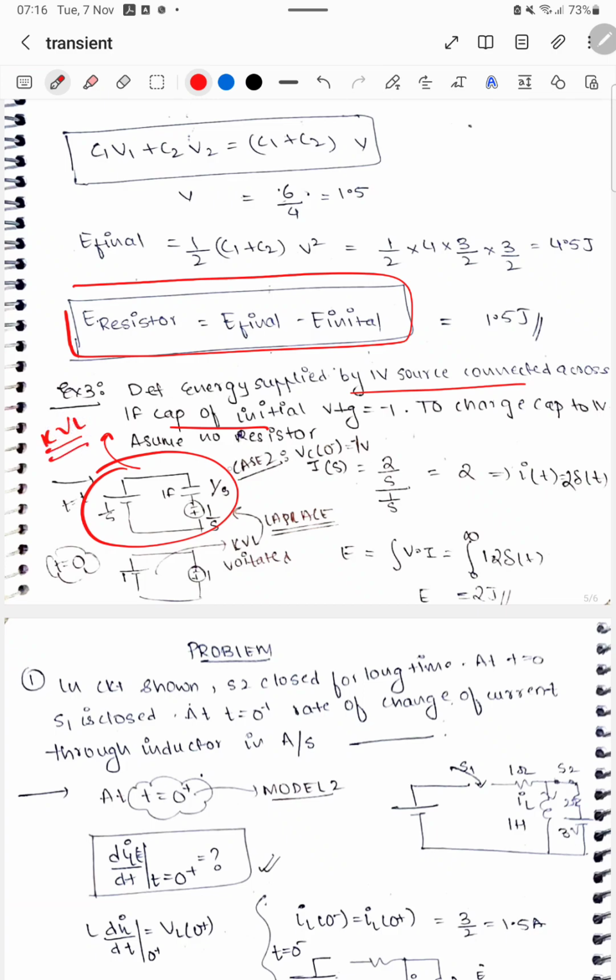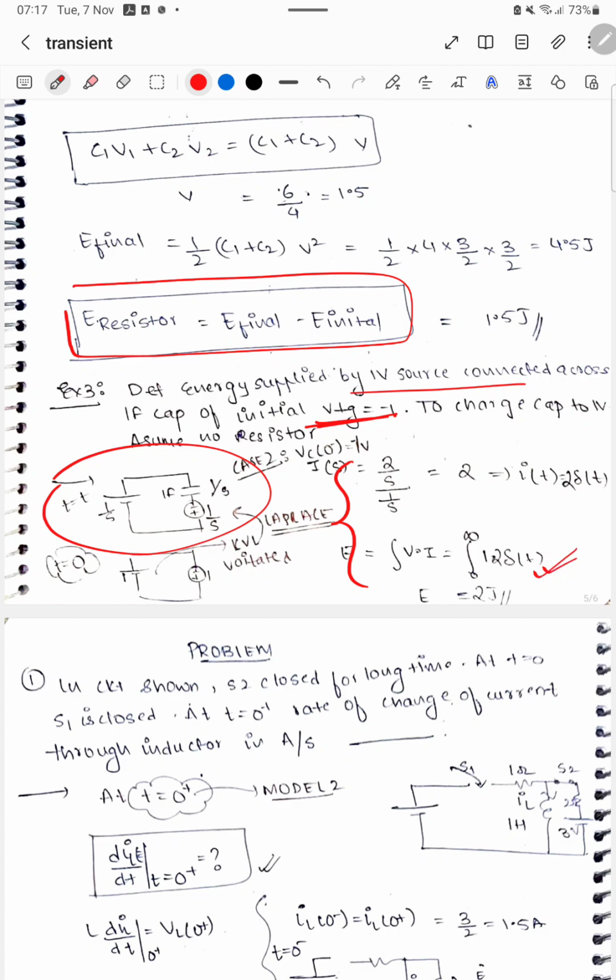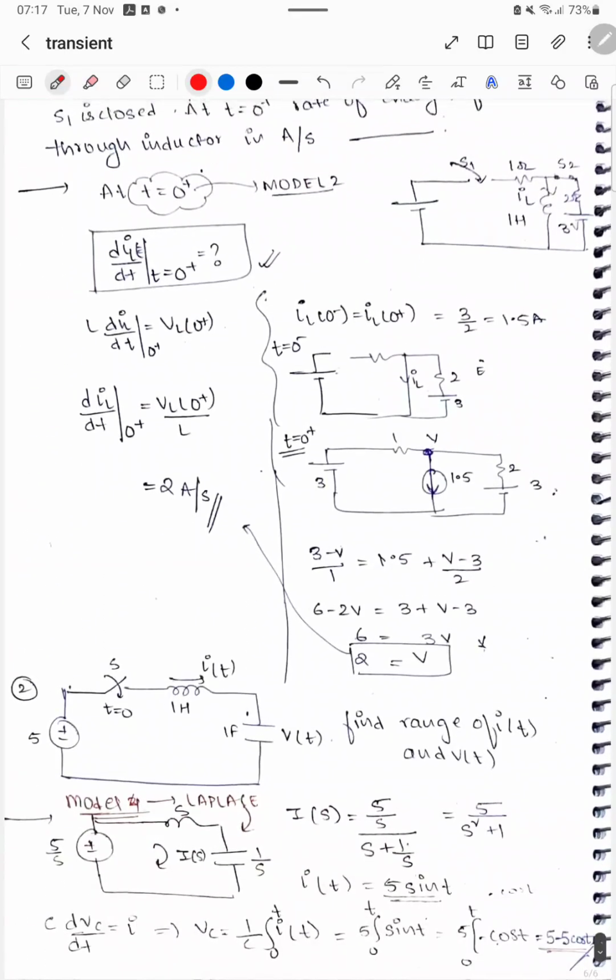In that case, this is case 2, VC(0-) is not 0, and it also says the initial capacitor voltage is minus 1, so VC(0-) is not 0 first of all, and KVL is getting violated. So we will simply apply Laplace, and we will get the solution.